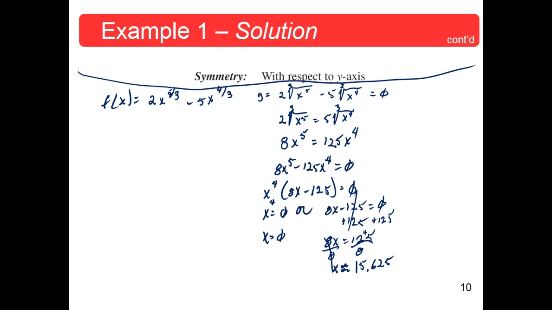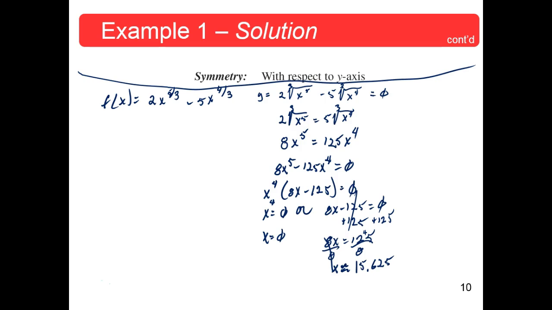All right. So there is your other x-intercept. x equals 0, multiplicity of 4. x equals 15.625, or you could say 15 and 5/8. Okay. So we've got our x-intercepts.